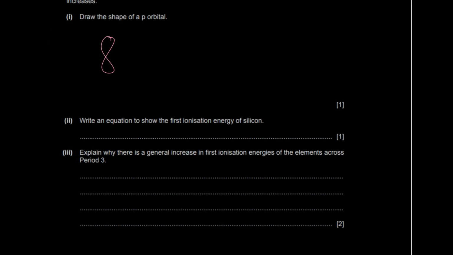Let's continue. Write the equation to show the first ionization energy of silicon. What is the first ionization energy? How do you define it? It's the energy required to remove 1 mole of electrons from 1 mole of gaseous atoms to give you 1 mole of positive ions. So what's going to be the equation? Si gas goes to Si positive gas, by the removal of 1 mole of electrons. Remember always to write the charge on the electron, just like you write the charge on the positive ions.